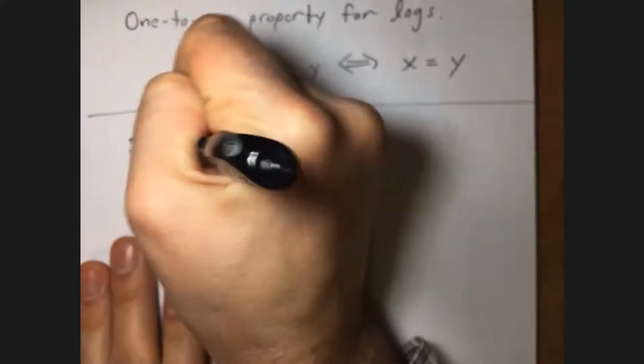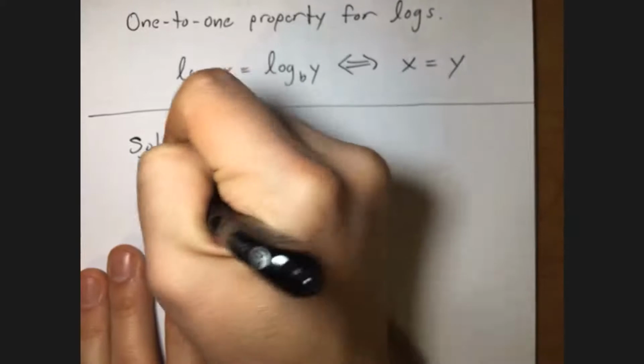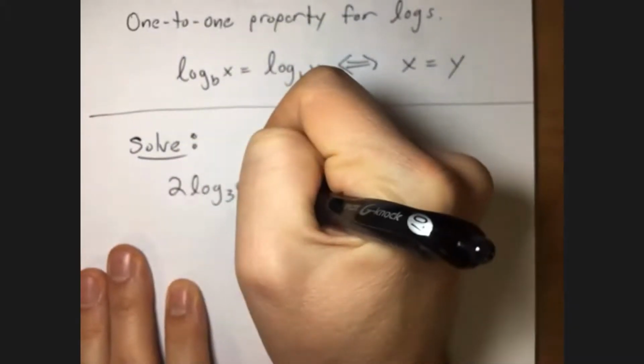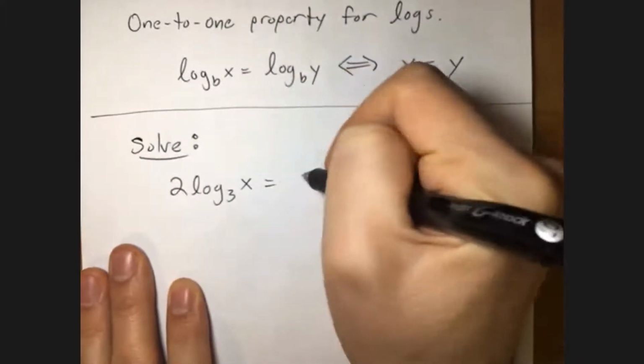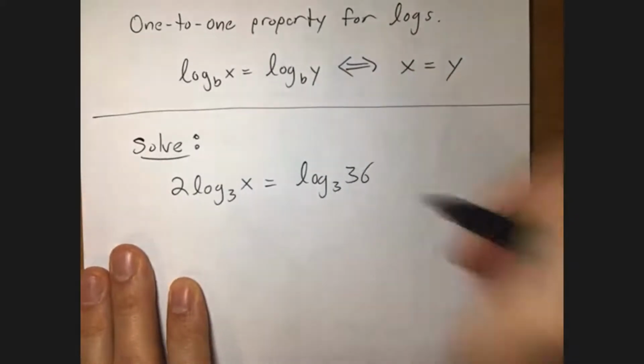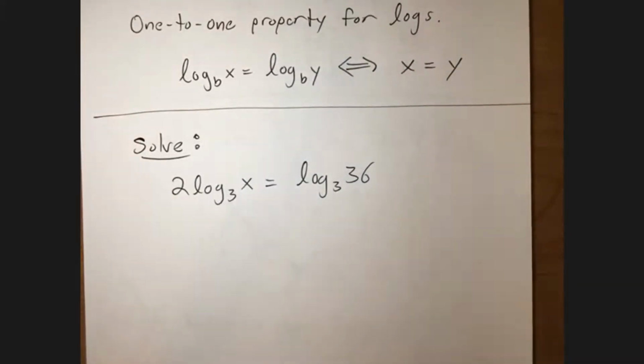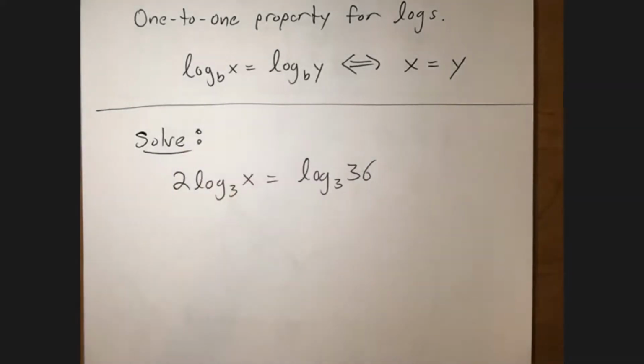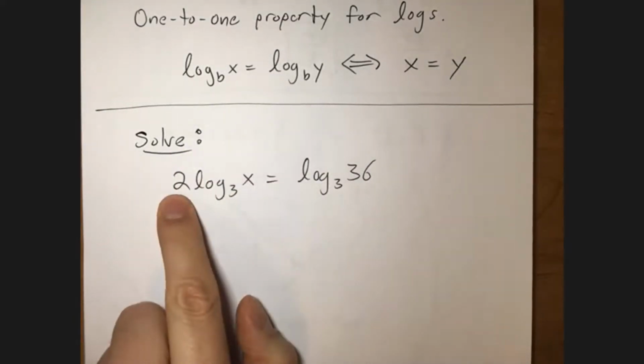Let's take a look at this one. Solve: 2 log base 3 of x equals log base 3 of 36. Well, I don't yet have it in this form, right? Because I've got a 2 out front. So let's fix it. Let's get that 2 out of being out front.